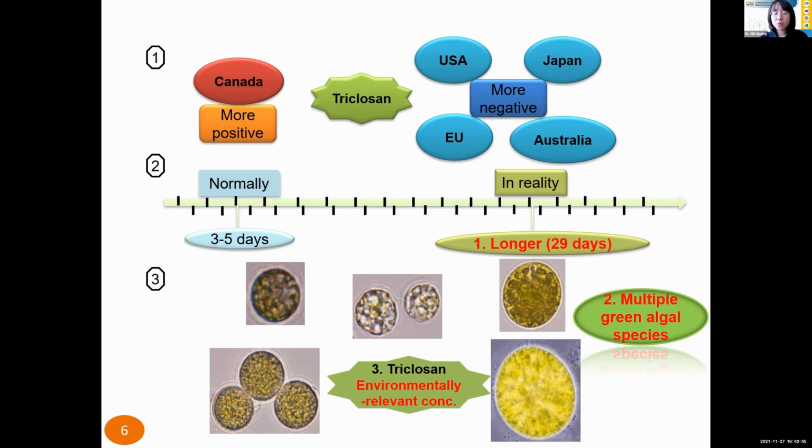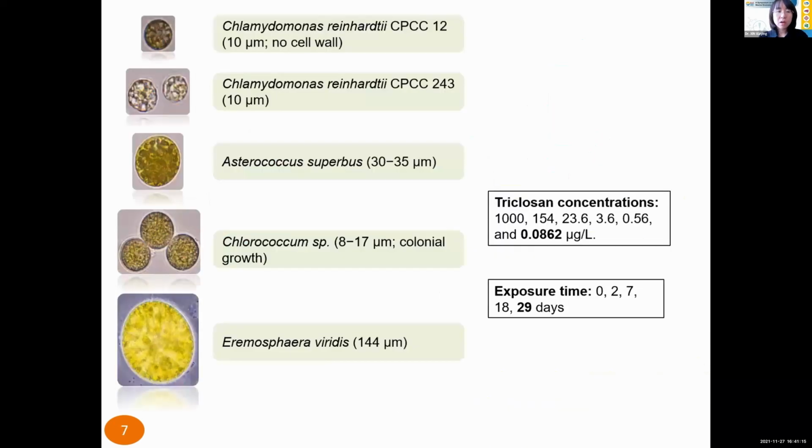In reality, triclosan would stay in an environment for days or months. So I chose a longer exposure time, where the longest is 29 days. And I used multiple algal species because some people just use model species. I also added some other species and want to compare their sensitivity. And the last one is I used environmentally relevant concentrations. I just want to mimic the real situation.